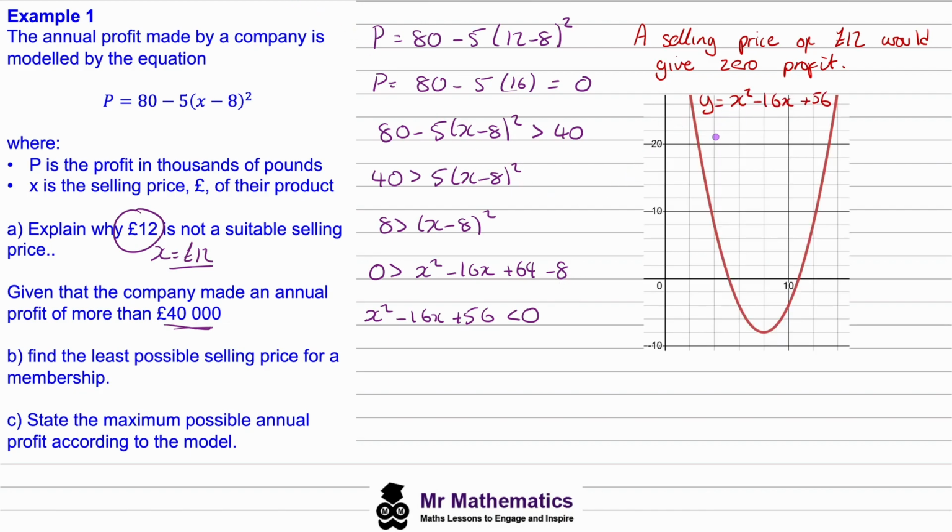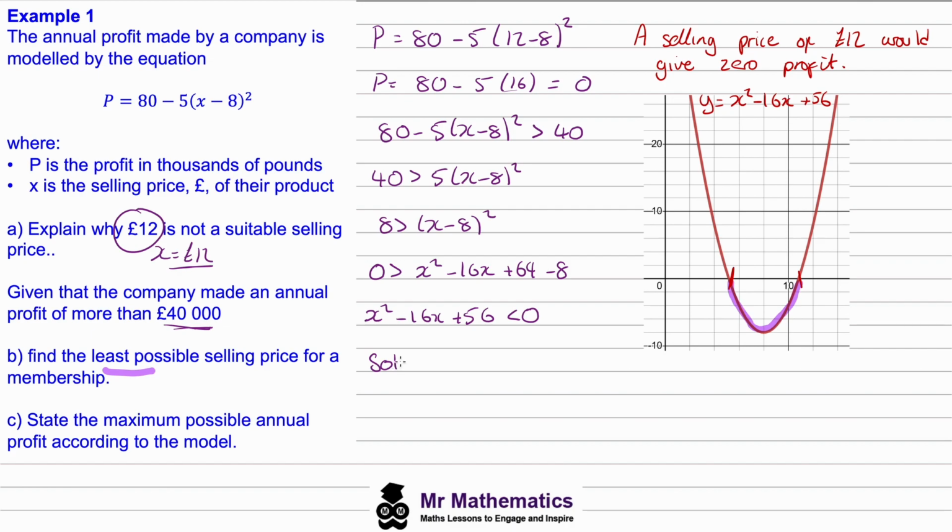So we have the quadratic, and it is less than 0 when the curve is below the x-axis. So we'll shade this in purple. What we want is the least possible selling price. So we need to find the roots at this point and at this point. So we need to solve this equation.